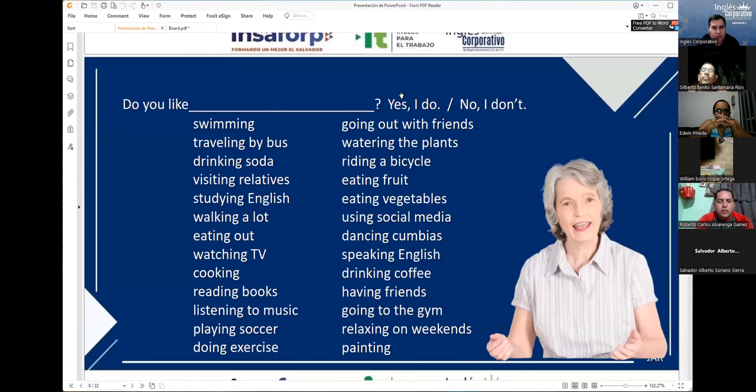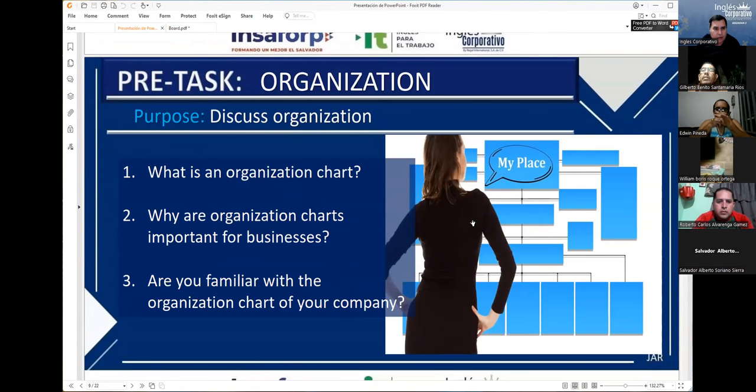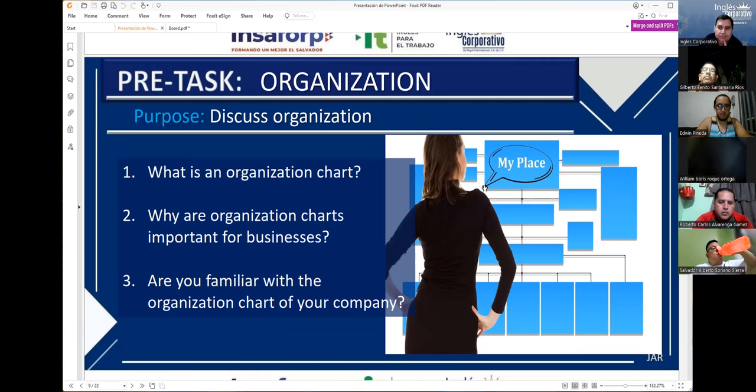Okay, my dear ones, let's continue. Organization. Okay. This is the chart or organizational chart. Okay, or the organization chart. What's an organization chart? We have the people, the managers, secretaries, and all the people under the manager, salespeople, etc. So the organization chart. Okay. This is an idea of an organization chart.